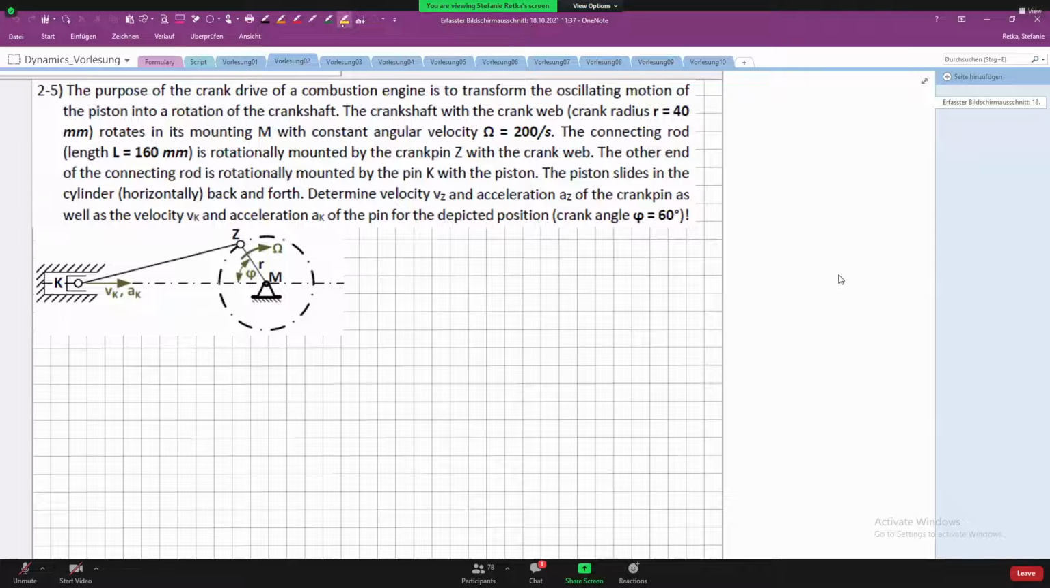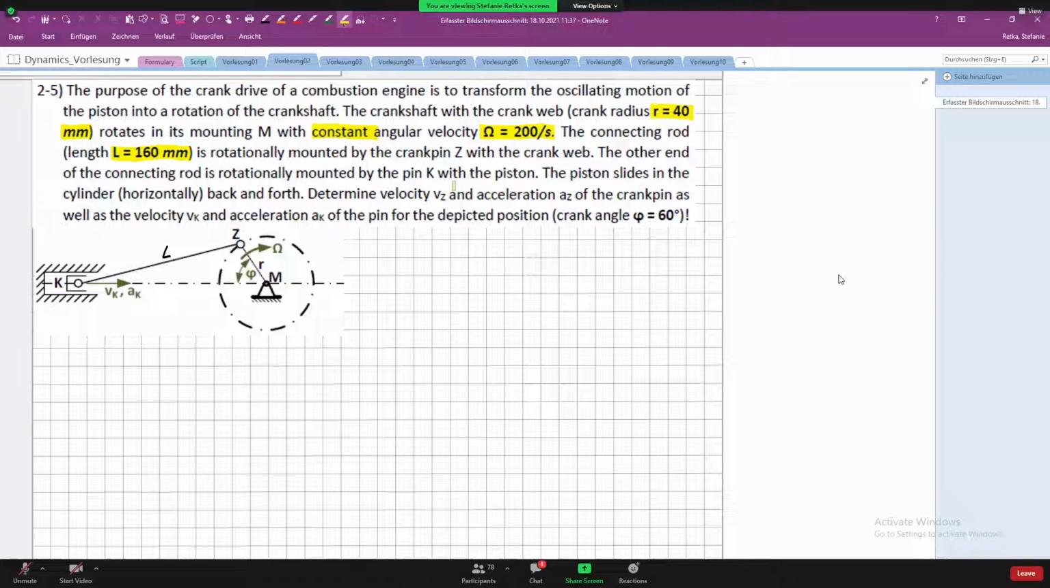So we have a crank drive of a combustion engine, and that performs an oscillatory motion. And we have the crank radius of 40 millimeter and, important, a constant angular velocity of 200 per second. Then the connecting rod has a length of 160 millimeter. That's this distance KZ. That's our connecting rod, okay? It has a distance of 160 millimeter.